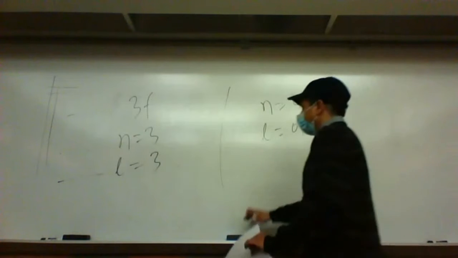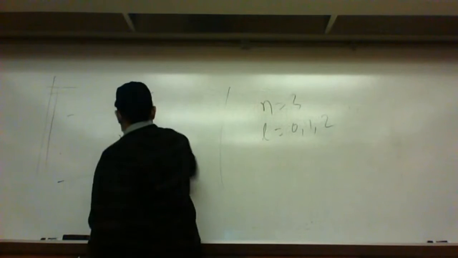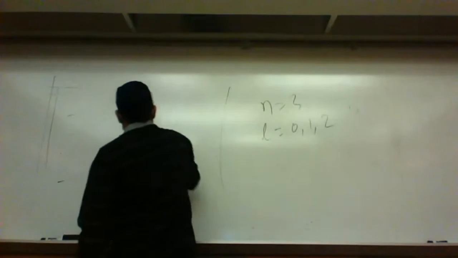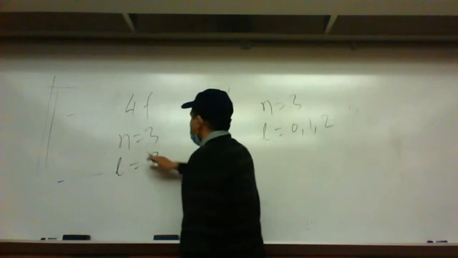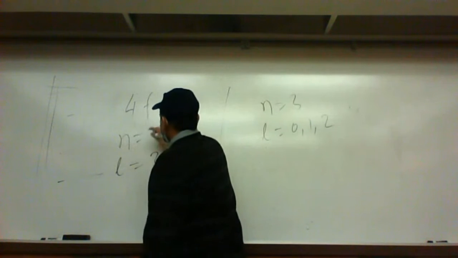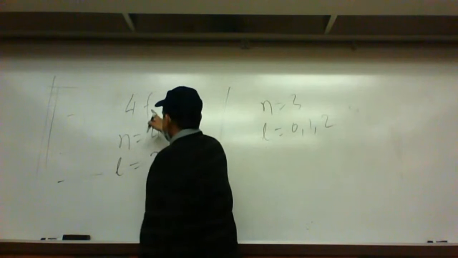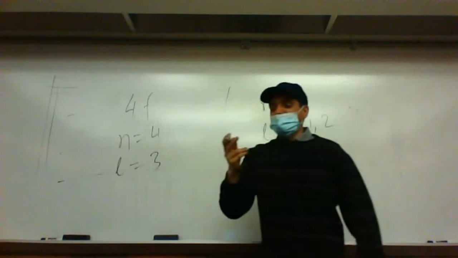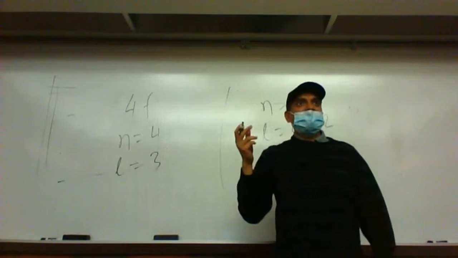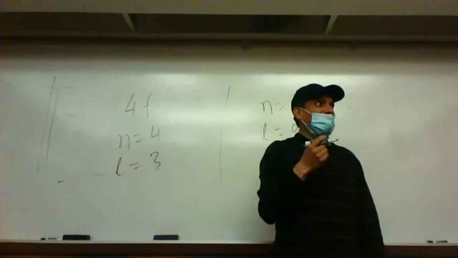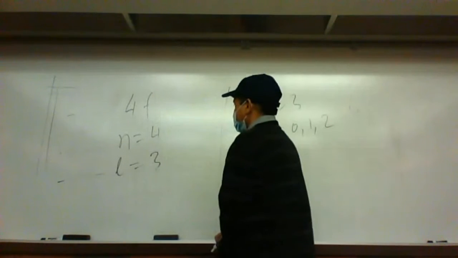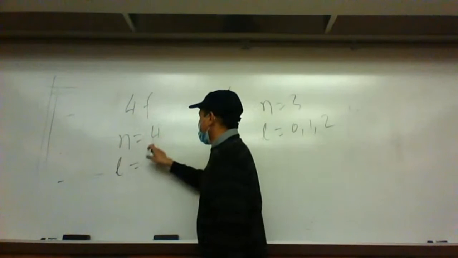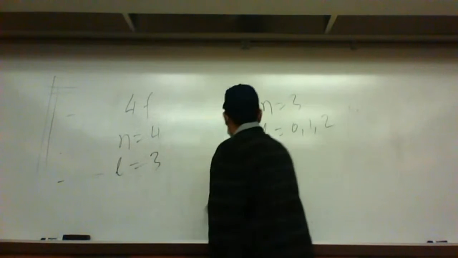Now let's write 4f. Is 4f possible or not? So n is equal to 4, right? Now F means what? S is 0, P is 1, D is 2, F is 3, right? So this 4f means n is 4, l is 3.